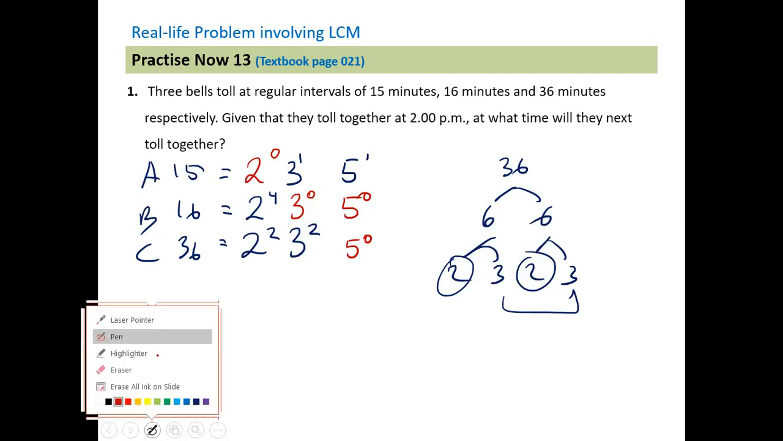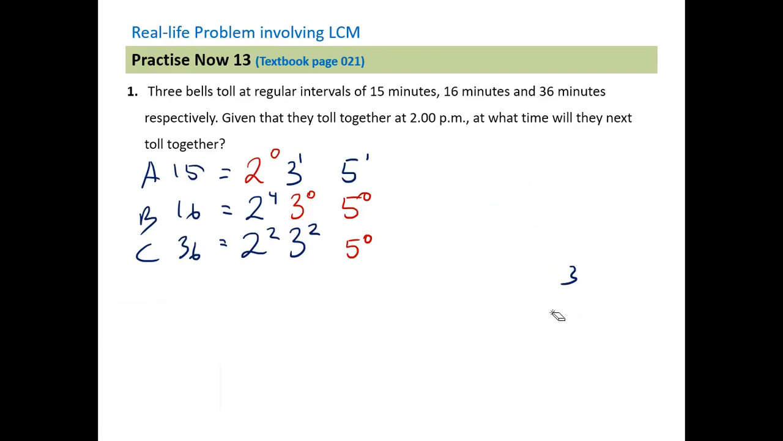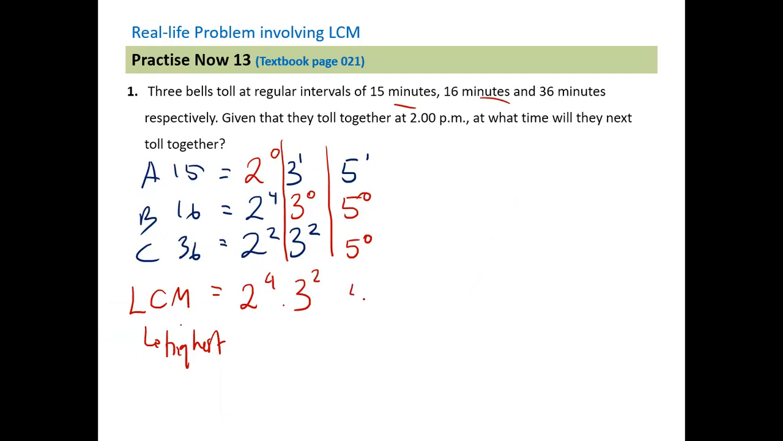Almost, I almost messed up all the slides. And then what we can do now is try to find the LCM, right? For the LCM, you find the highest power. So 2 power 4, 3 power 2, and 5 power 1, and multiply.